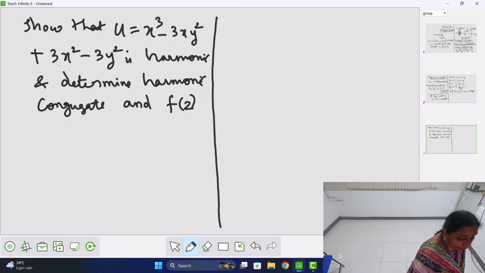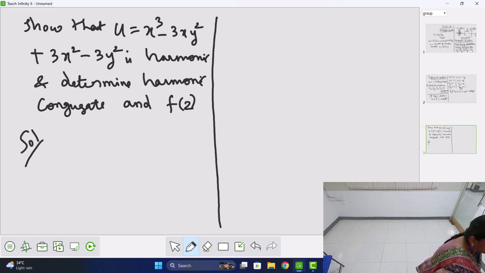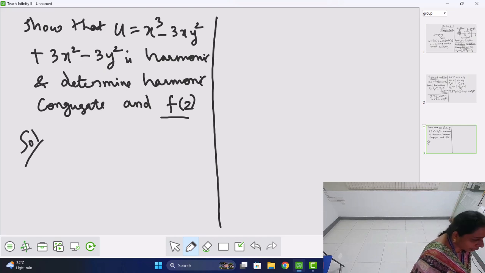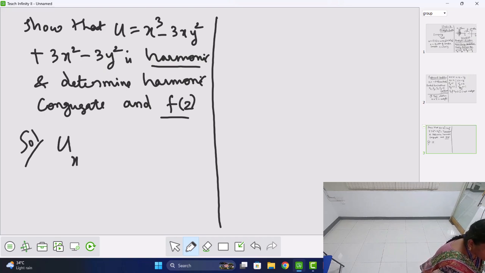Here I am going to introduce the Milne-Thomson method, which is very important for finding f of z. So I'll give the formula directly through the problem. First we have to concentrate on the harmonic condition. How to find the harmonic condition? For that I need ux. What is ux here? ux means dou u by dou x.